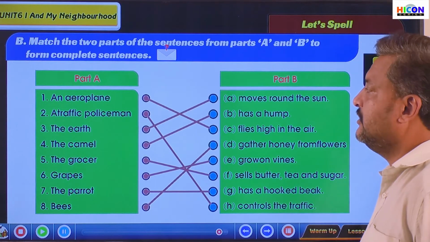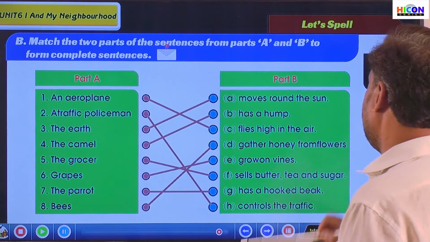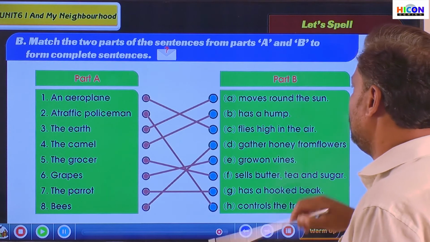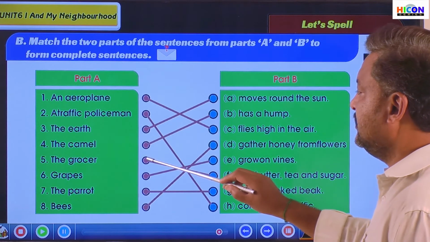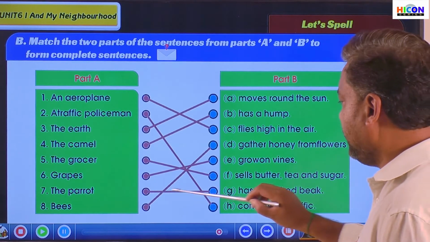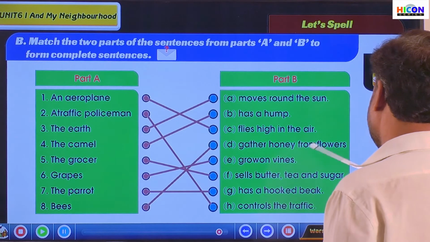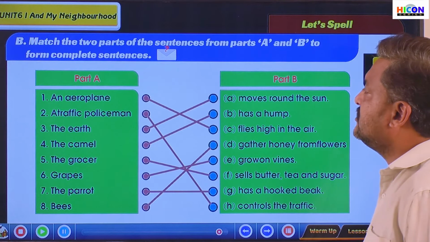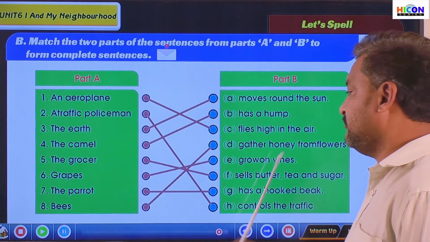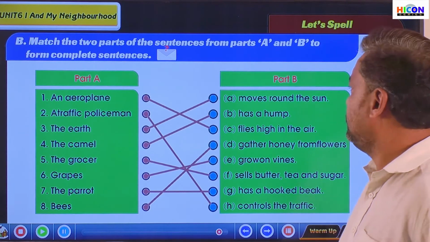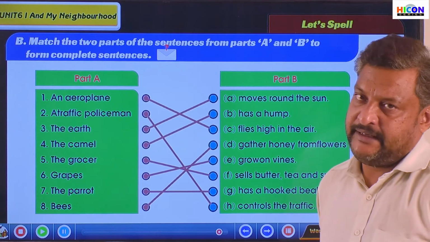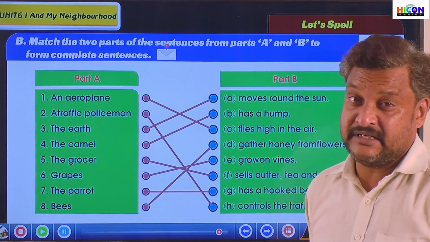Yes. Okay. So, an aeroplane flies high in the air. A traffic policeman controls the traffic. The earth moves around the sun. The camel has a hump. The grocer sells butter, tea and sugar. Grapes grow on vines. The parrot has a hooked beak. Bees gather honey from flowers. Right? So we have completed the sentence formation by combining the subjects with the relevant predicates. Now, I'll keep this screen the same for another minute so that you can read the subjects, the predicates and the complete sentences also. Okay.